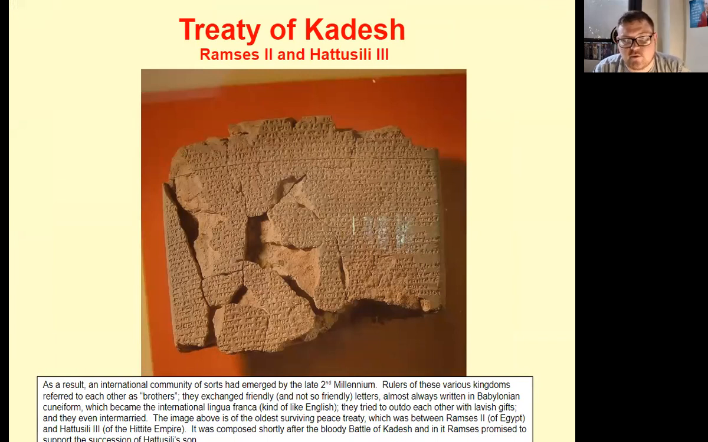And as a result, an international community of sorts, kind of like your first United Nations, emerged in the second millennium. Rulers of these kingdoms referred to each other as brothers. They exchanged friendly letters. Of course, this does collapse because almost every alliance does, if you haven't studied any bit of history.